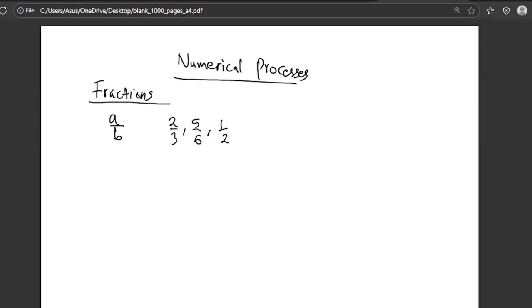And a fraction in reality is a part of a whole. If you have a whole of something, you can take a part of it. That's what the fraction represents.